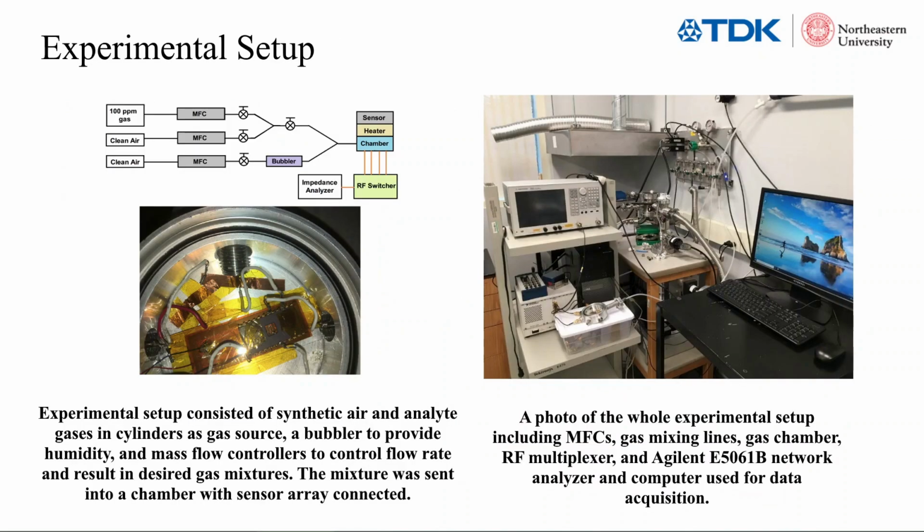The experimental setup consisted of synthetic air and aniline gases in cylinders as gas source, a bubbler to provide humidity, and mass flow controllers to control flow rate and the resulting desired gas mixtures. The mixture was sent into a custom-made chamber with the sensor array connected to an RF multiplexer. A network analyzer was used to collect data.